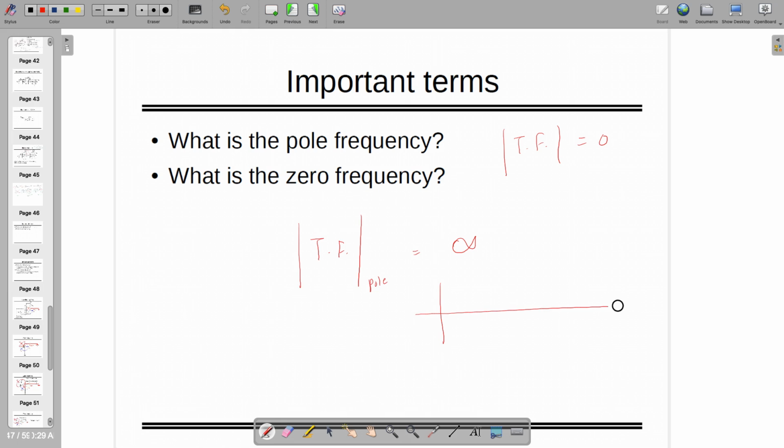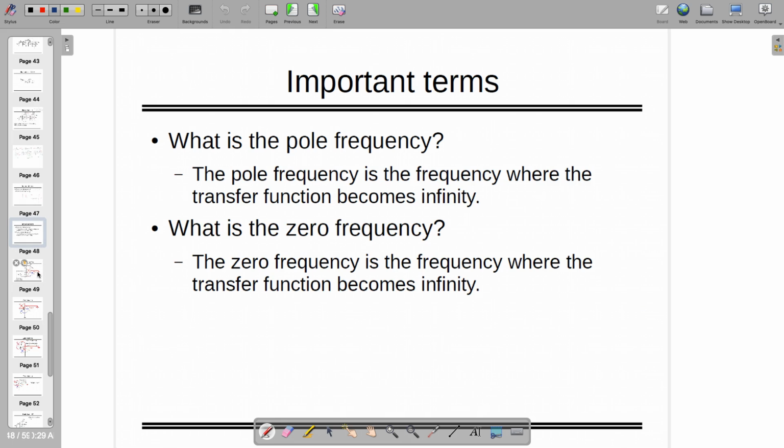Generally, if we plot j omega versus the real axis, then poles are denoted with a cross and zeros are denoted with a circle kind of thing, right? So this is already a known fact to us. If we formulate it in terms of definition, the pole frequency is the frequency where the transfer function becomes infinity, and zero frequency is the frequency where the transfer function becomes, okay, this is a mistake over here, it has to be zero.